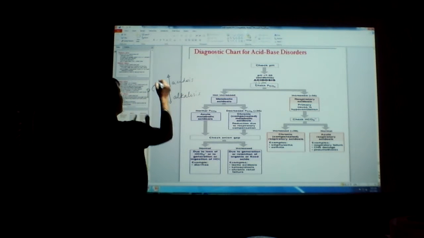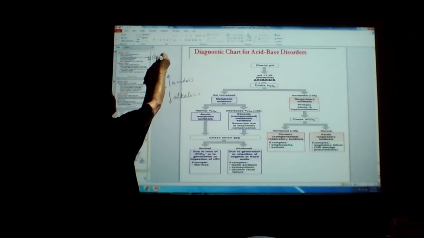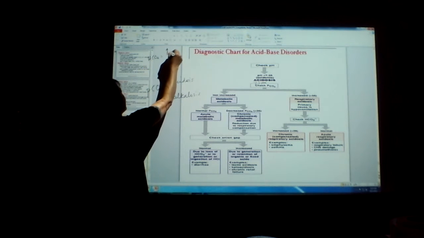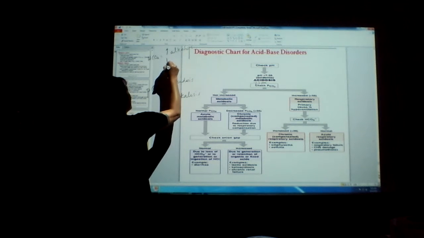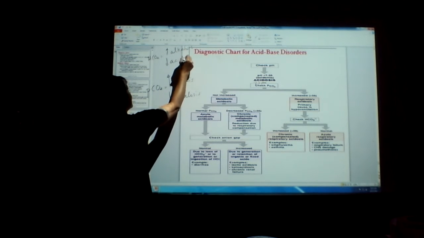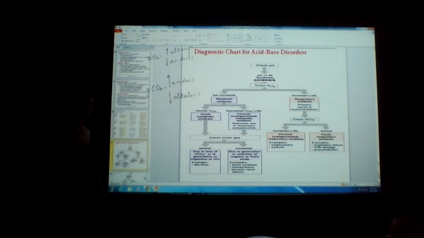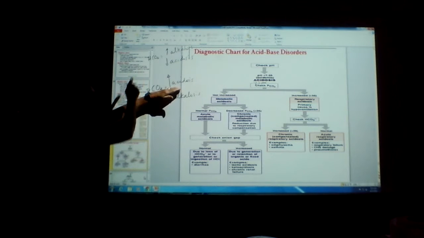How about the bicarb? If the bicarb is going up, that's alkalosis. If the bicarb is going down, that's acidosis. Do you get this one first? If the PCO2 is going up, acidosis. If the PCO2 is up and the patient is in acidosis, what do you think will happen to the bicarb to correct this? Will the bicarb go up or down? Yes, very good.